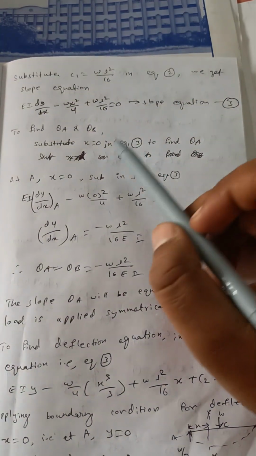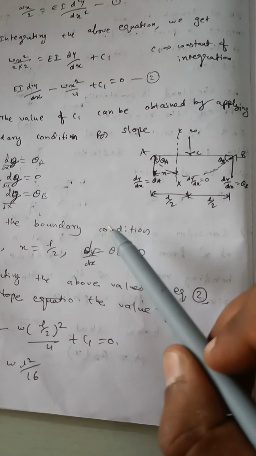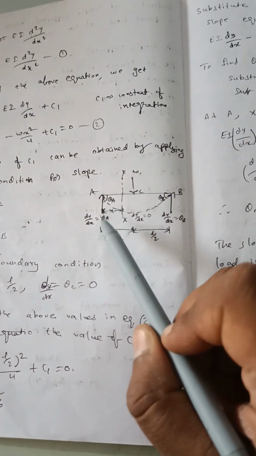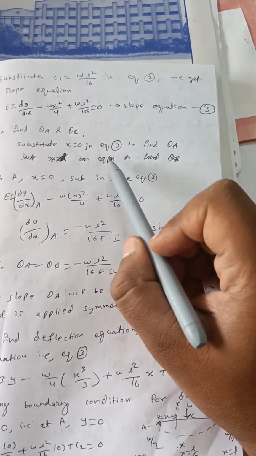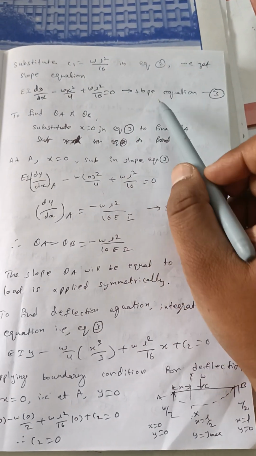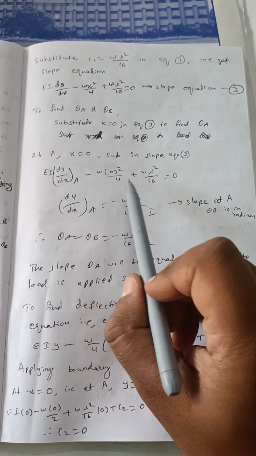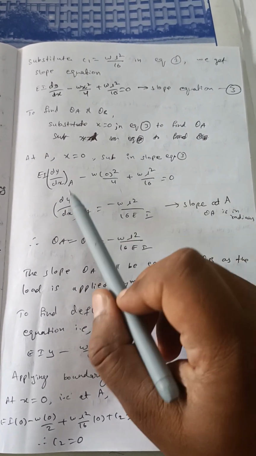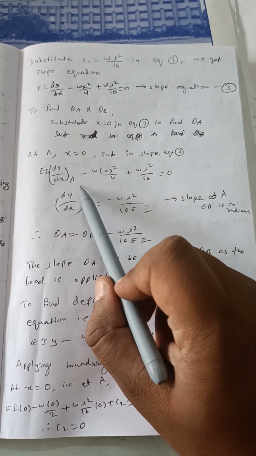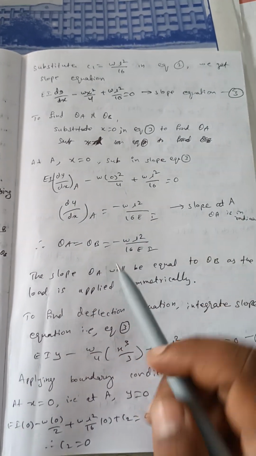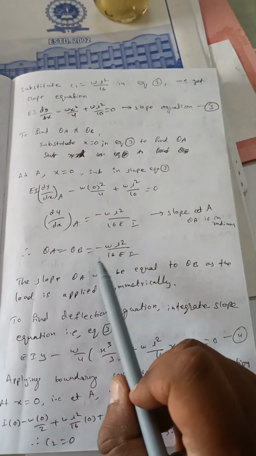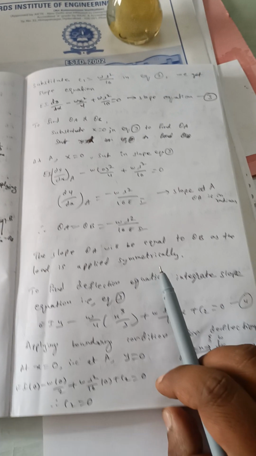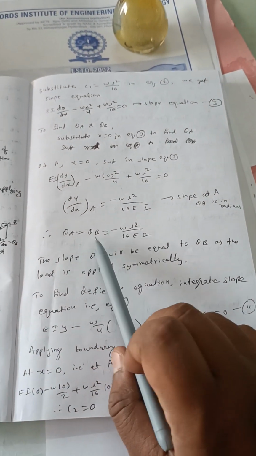Now to find theta A and theta B, we need to substitute x equal to 0 in equation 3, the slope equation. When we substitute x equal to 0, theta is theta A, dy by dx at A equals minus WL square by 16 EI. So theta A equals theta B equals minus WL square by 16 EI, because the load is applied symmetrically. Therefore both the slopes are equal.